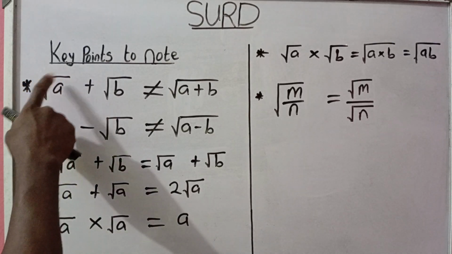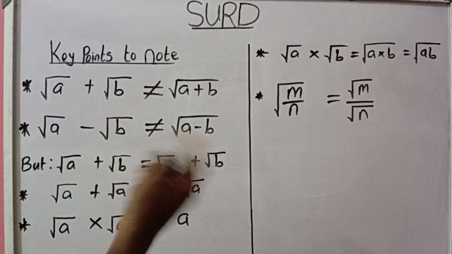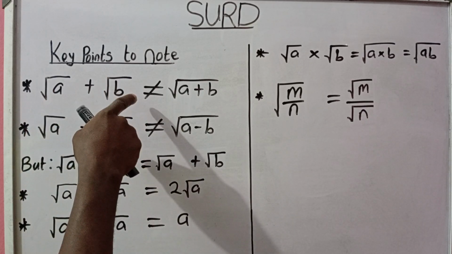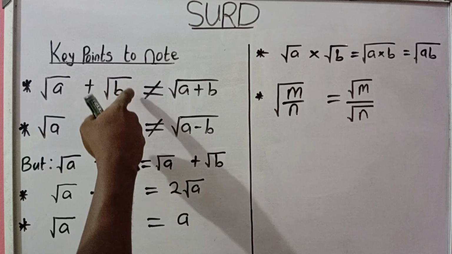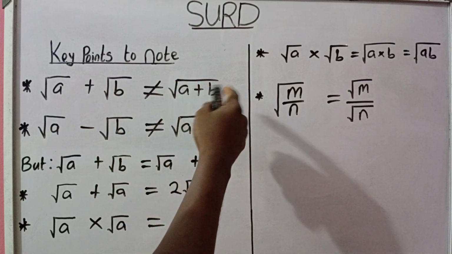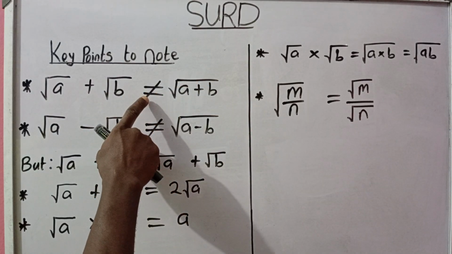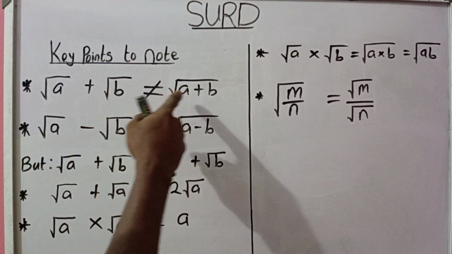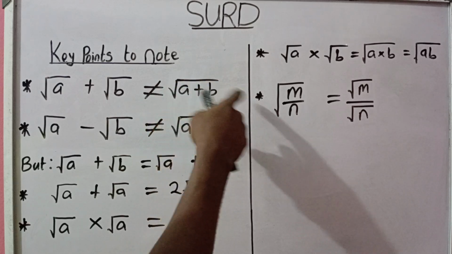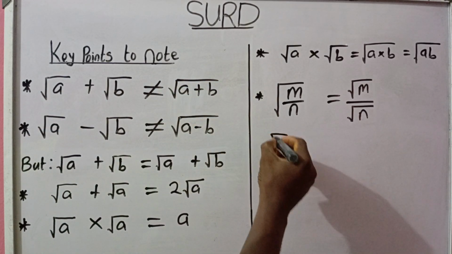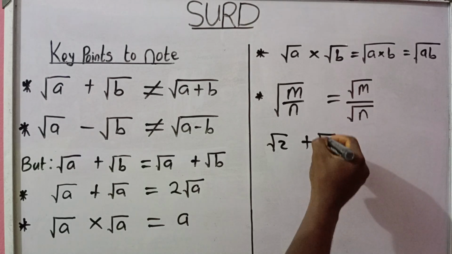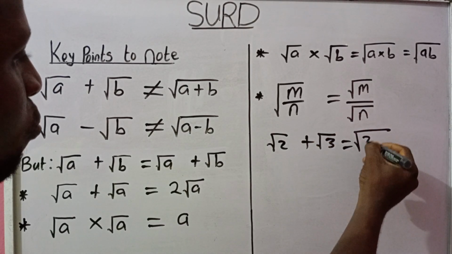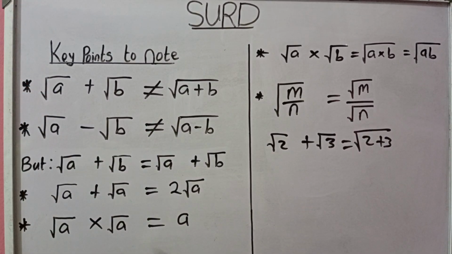Number 1 here, root A, I'll be using A to represent a number here. Root A plus root B. You can see that both of them are not of the same root. So we can't say that root A plus root B is equal to root of A plus B put together. No, this symbol here means not equal to. So root A plus root B is not equal to root of A plus B. Look at what we're talking about here. If you have root 2 plus root 3, you can't write it this way, root of 2 plus 3. That's exactly what we're talking about here.